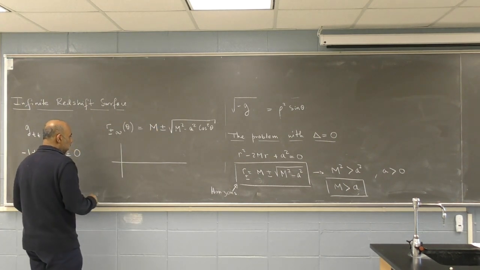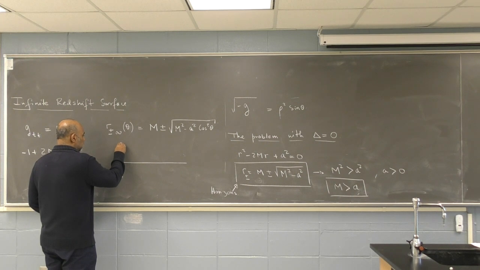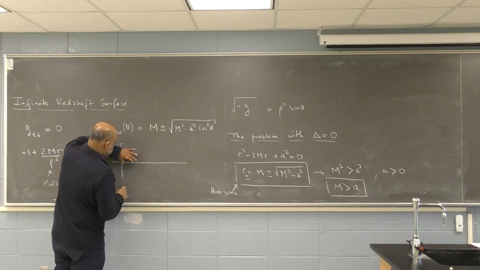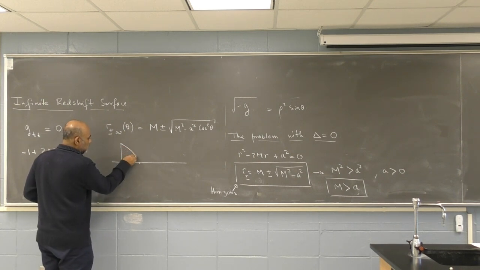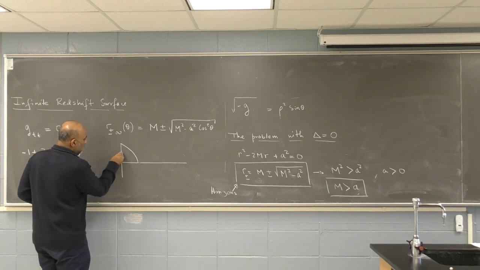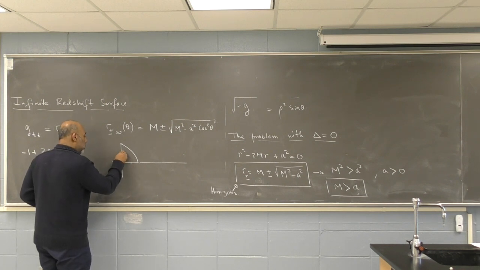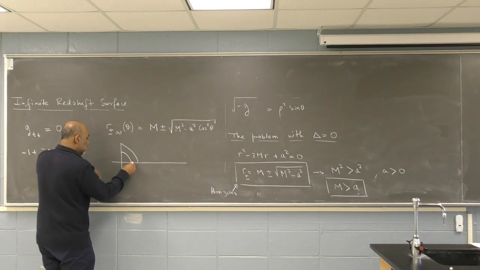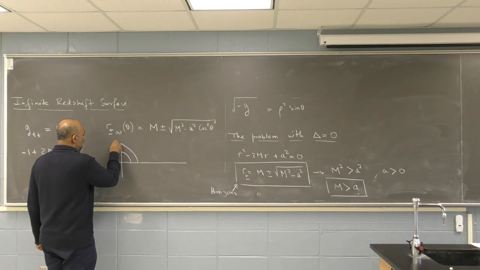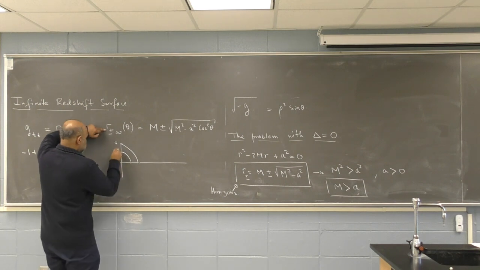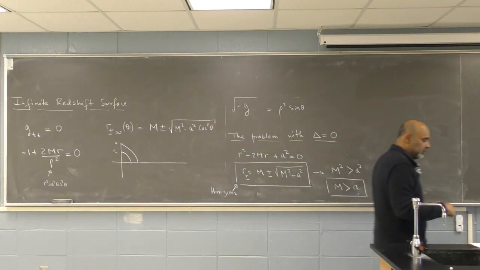So you have two horizons. And it's part of a circle. Just for artistic reasons, I'm only going to draw 1/4 of it. You really have to complete it into a circle and then rotate it. Okay? So this is r plus, this is r minus, and then you get this, the infinite redshift surface.